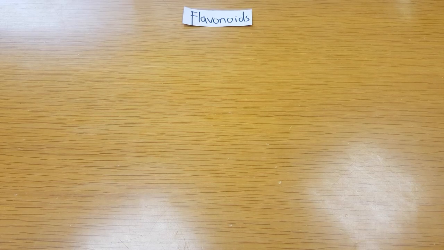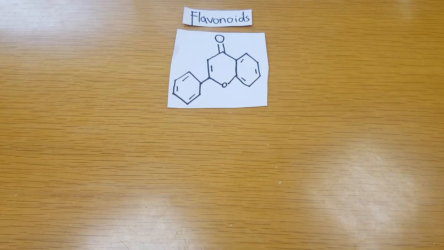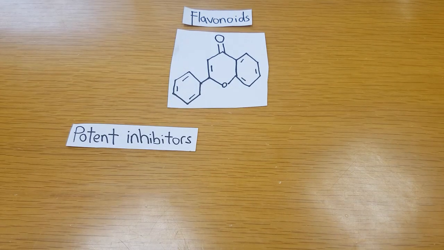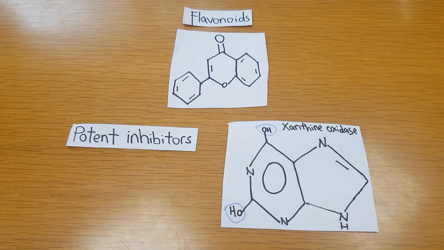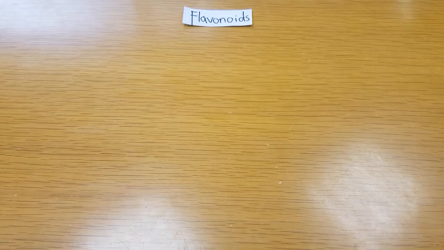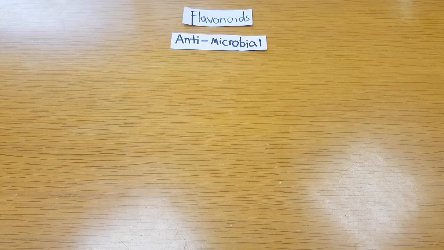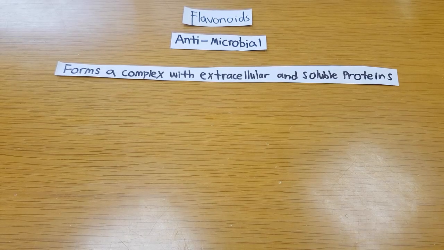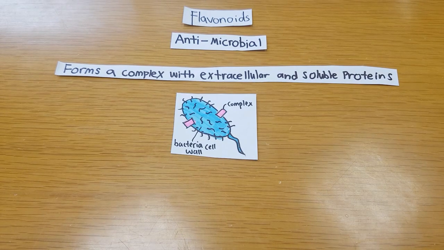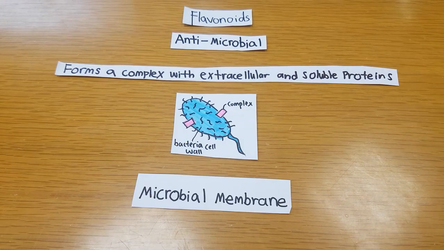Lastly, flavonoids have a polyphenolic structure and are potent inhibitors for several enzymes like xanthine oxidase. Also, flavonoids are useful as an antimicrobial as they can form a complex with extracellular and soluble proteins, which then binds to the bacterial cell wall. More lipophilic flavonoids may also disrupt microbial membranes.